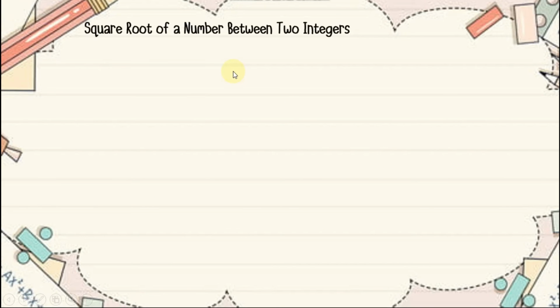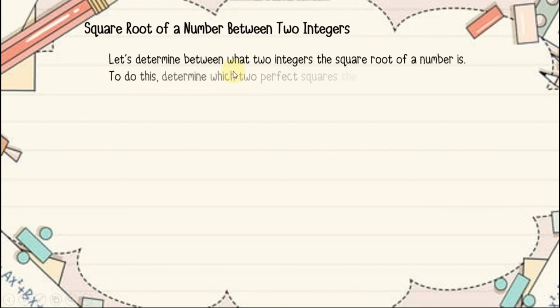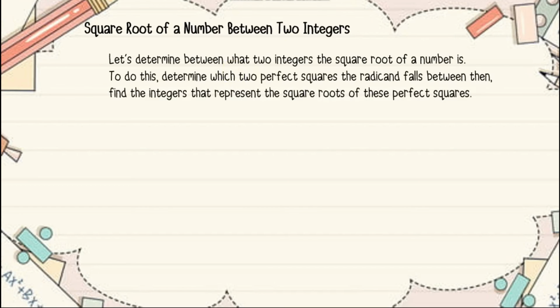Let's talk about the square root of a number between two integers. Let's determine between what two integers the square root of a number is. To do this, determine which two perfect squares the radicand falls between, then find the integers that represent the square roots of these perfect squares. Let's have the first example, the square root of 15.